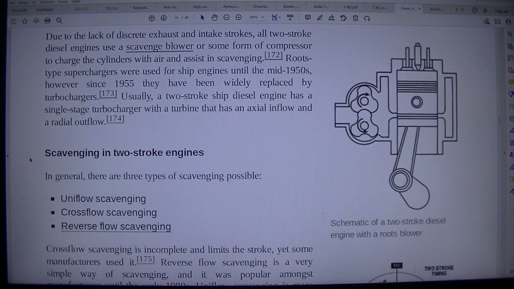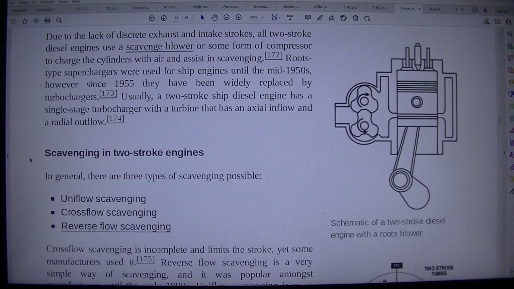Schematic of a two-stroke diesel engine with a Roots blower. Detroit diesel timing is due to the lack of discrete exhaust and intake strokes. All two-stroke diesel engines use a scavenge blower or some form of compressor to charge the cylinders with air and assist in scavenging.